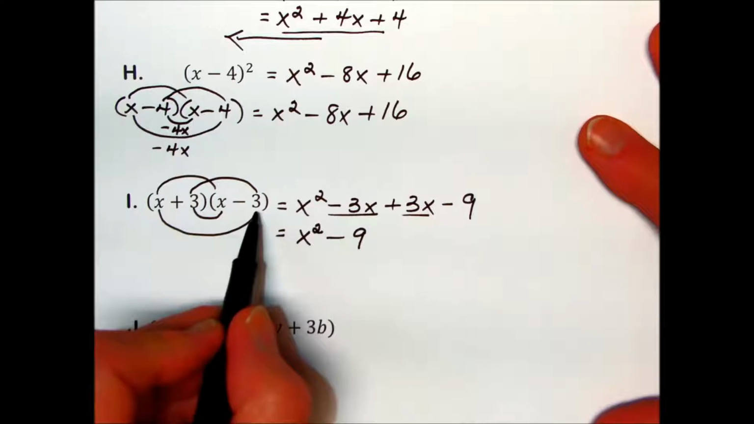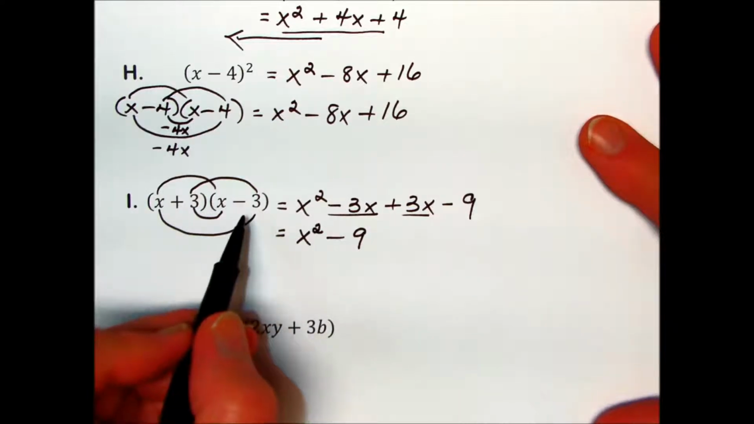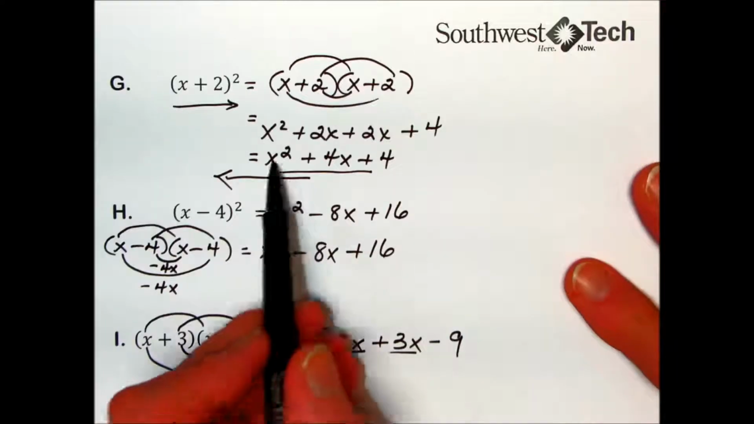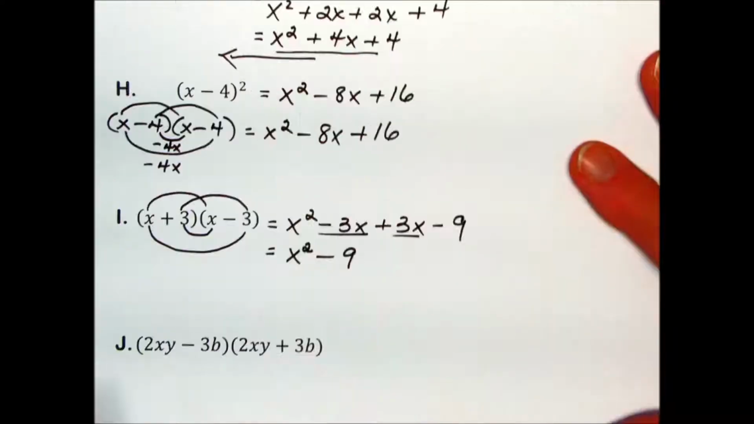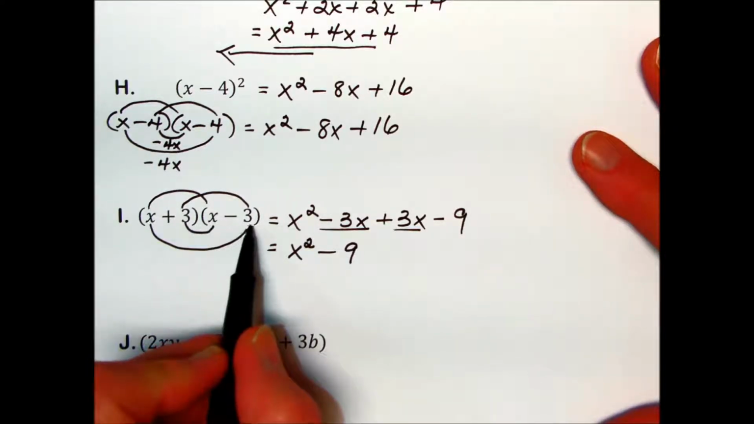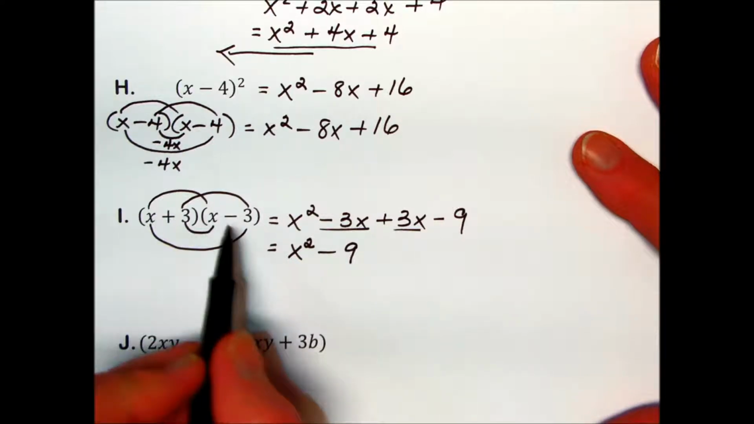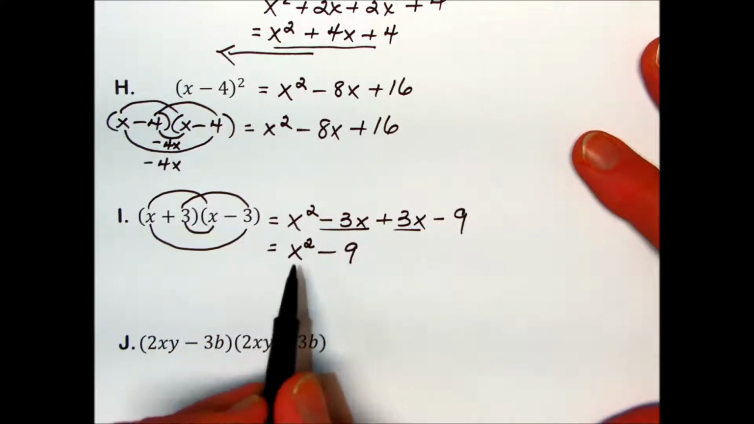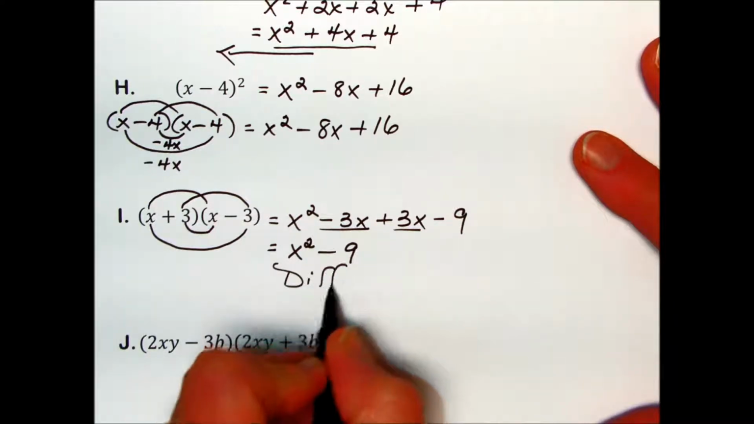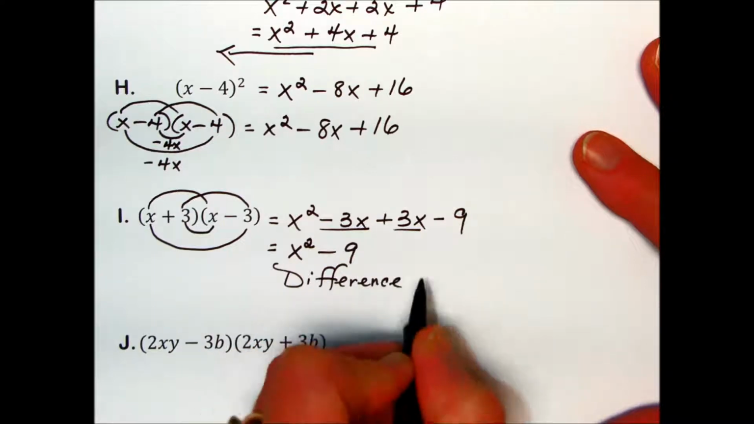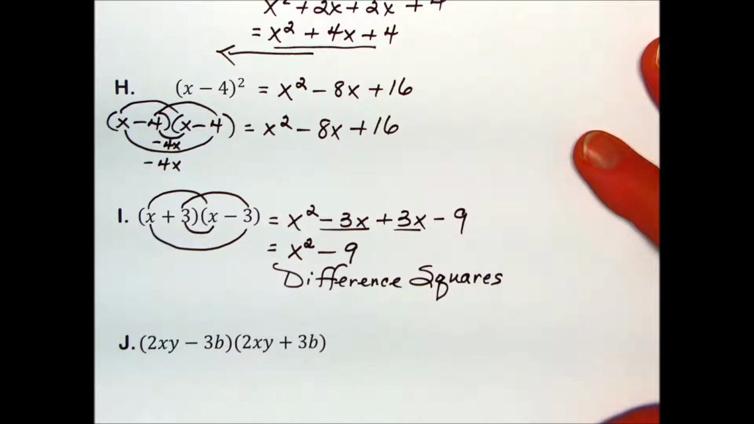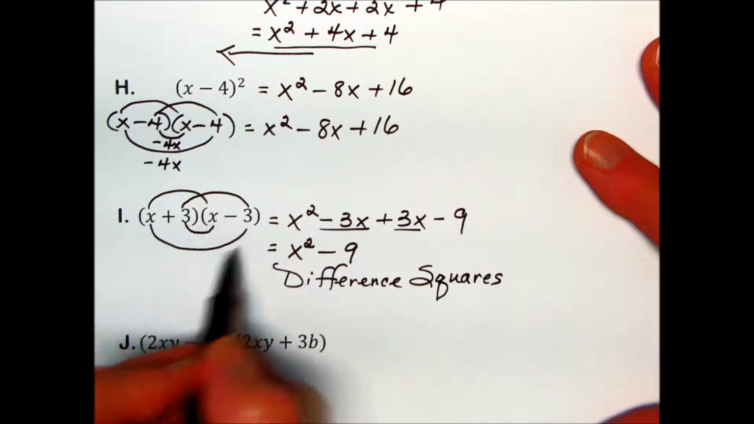So even though it was a binomial multiplied together, which means you could have a maximum of 4 terms, we could have 3. We've had several that have 3 terms, but here's the special case. When you have a binomial times a binomial, and the only difference is the sign, you end up with 2 terms. And if you look, this is a square and this is a square, and we actually call this a difference of squares.